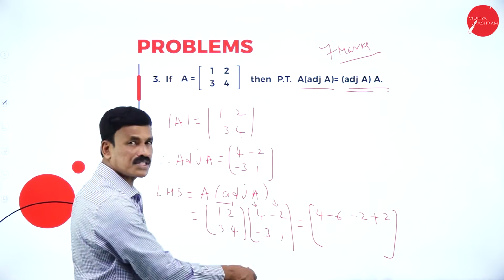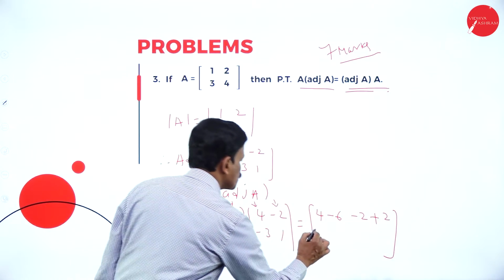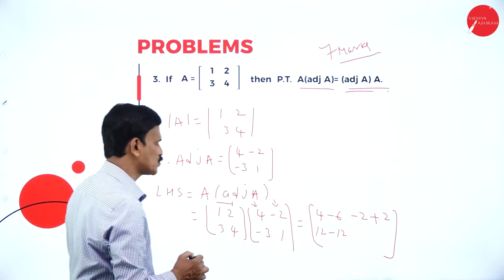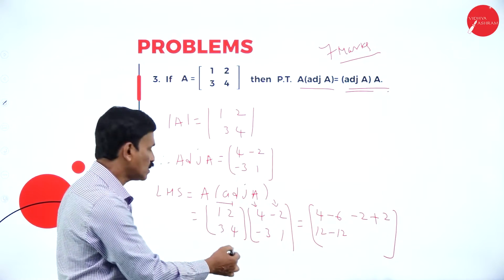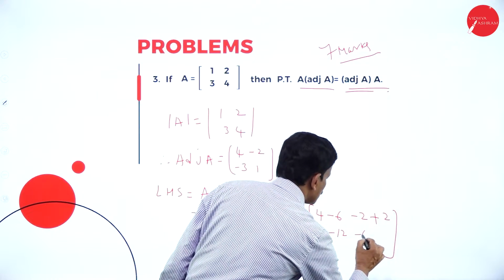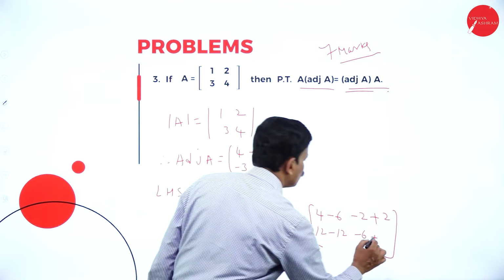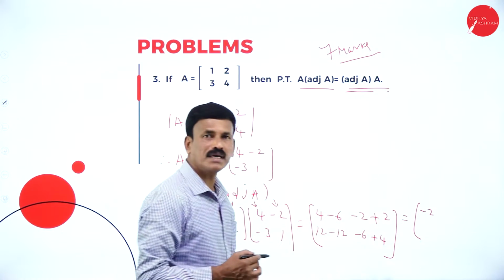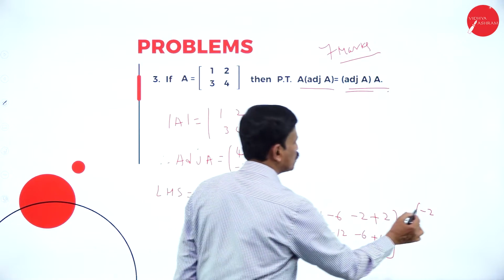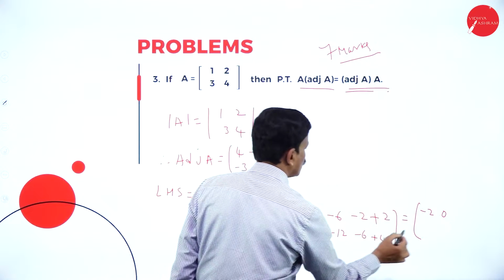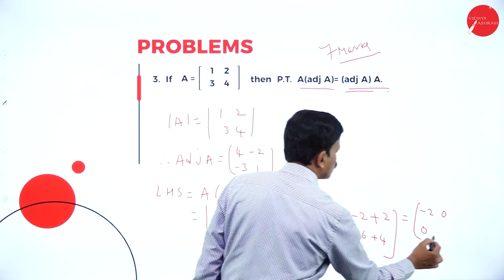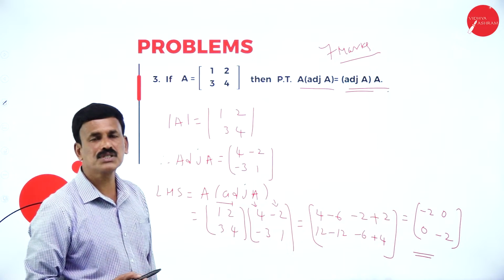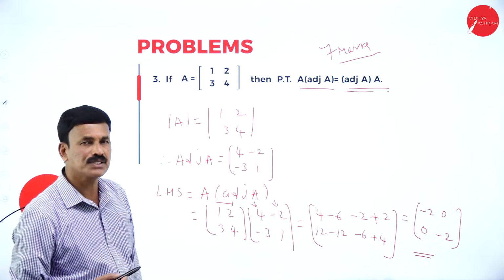Again second row, first column, second column, 3 into 4 is 12. Minus 4 into 3 is 12, 12 minus 12. Again same row, last column, 3 into 2 is 6, minus 6 plus 4 into 1 is 4. So what is this equal to? This is equal to 4 minus 6 is minus 2, minus 2 plus 2 gets cancelled, 0, 12 minus 12 is 0, minus 6 plus 4 is minus 2. This is LHS, minus 2, 0, 0, minus 2.